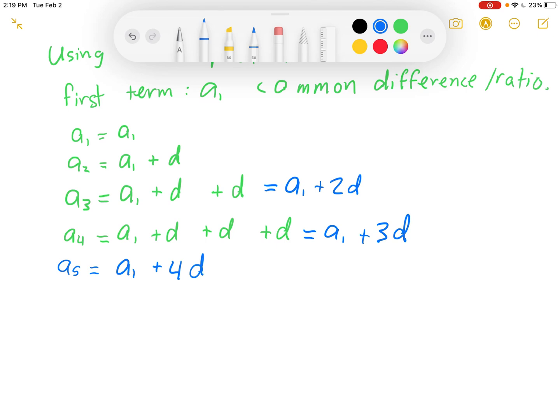So the explicit formula for an arithmetic sequence is going to be A sub n is equal to A1 plus D times n minus 1, meaning we're going to keep going. We're going to add the difference each time, but we're only ever going to add it one less than the number that we're looking at.